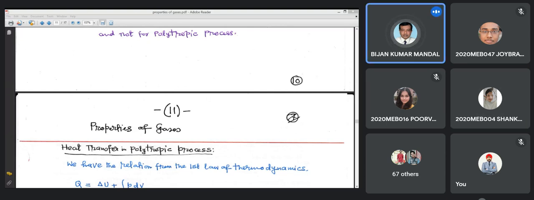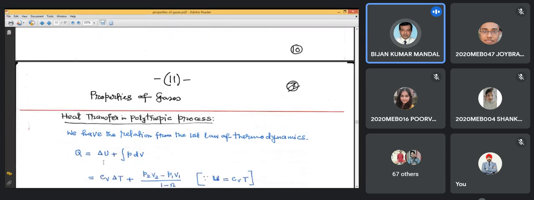Okay, so that is a new thing. That means that term has no relevance in that case because it is 0, because we started that process with the assumption that heat transfer is 0. But here in a polytropic process, heat transfer is not 0. So then you have to find out the expression for heat transfer in a polytropic process.